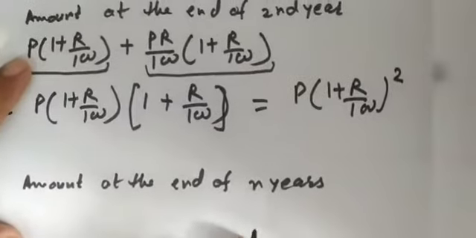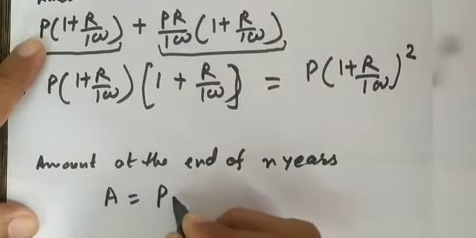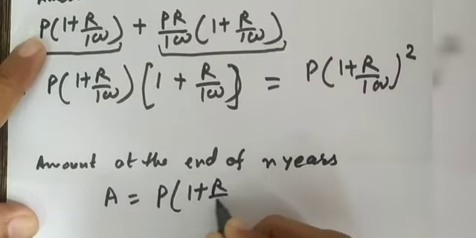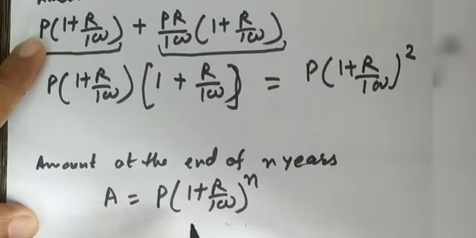So we can say amount at the end of n years will be P into 1 plus R upon 100 raised to power n. So this is the formula we use to calculate compound interest.